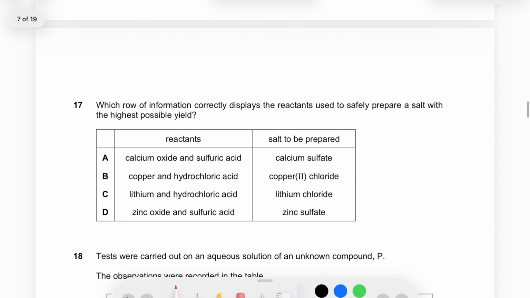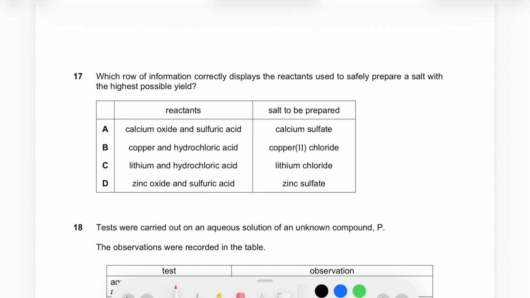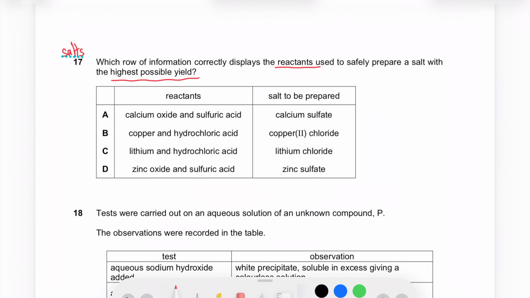Next one, question 17. Which row of information correctly displays the reactants used to safely produce a salt with the highest possible yield? This is under salts. To form calcium sulfate is method 3, insoluble salts, so it's precipitation. This is the first method. Lithium is group 1, a spar salt, so it's method 2, titration. Then zinc sulfate is just a normal soluble salt, so it's the first method, your excess solid, not excess acid, or the filtration method.